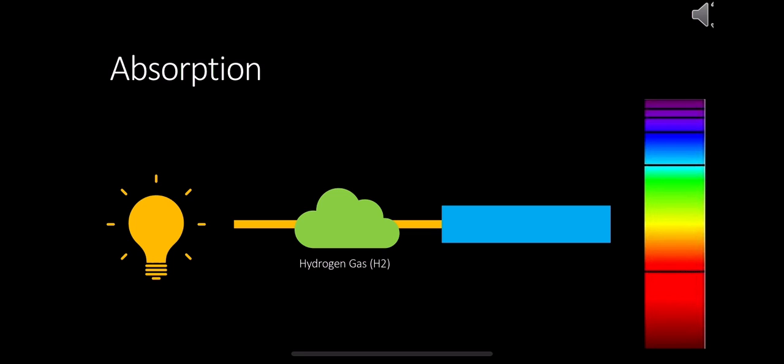And what we can do now is determine what type of gas the light is going through by looking at the spectrum and saying, oh, these lines are missing. Now we know that this is hydrogen gas.